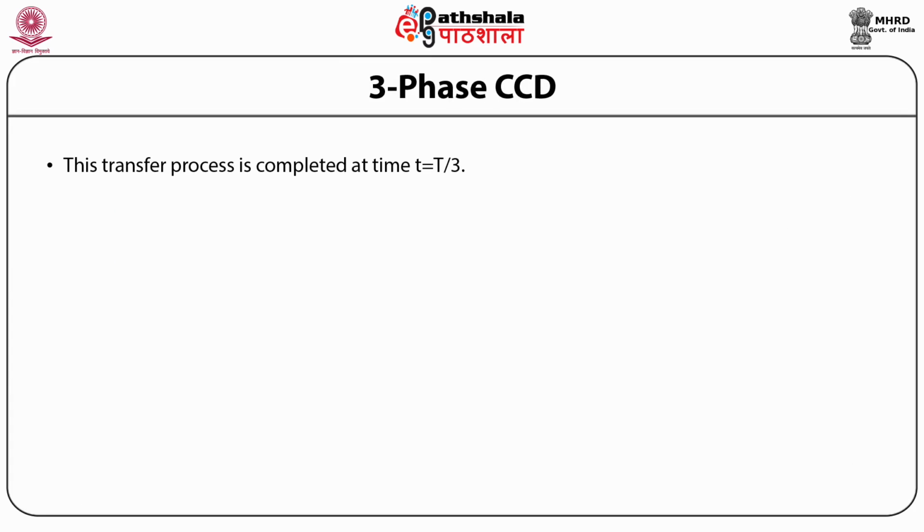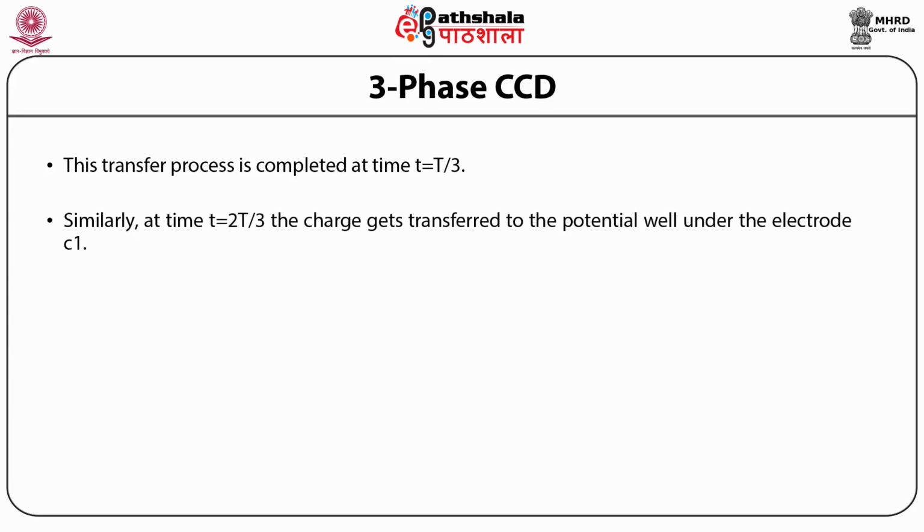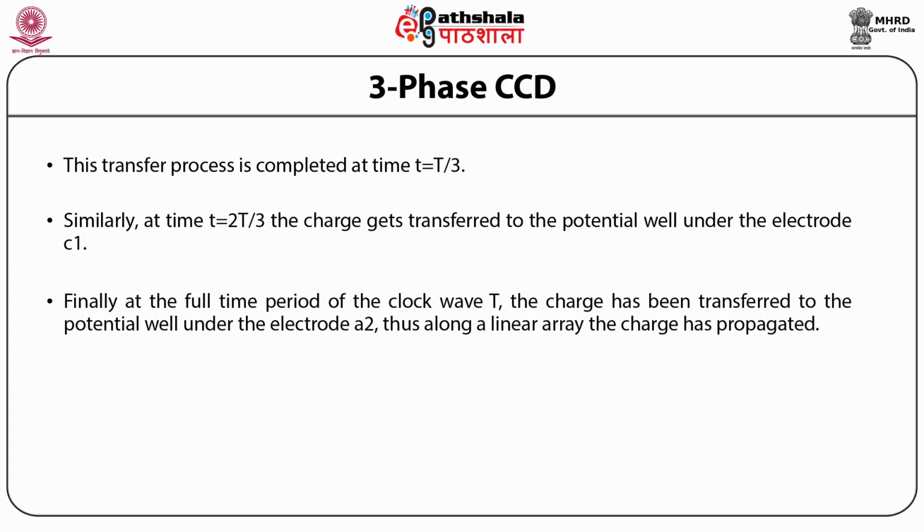This transfer process is completed at time t equal to T/3. Similarly, at time t equal to 2T/3, the charge gets transferred to the potential well under the electrode C1. Finally, at the full time period of the clock wave, capital T, the charge has been transferred to the potential well under the electrode A2.